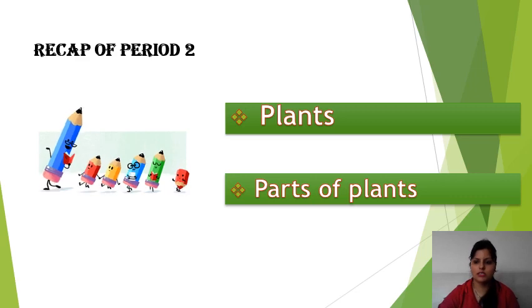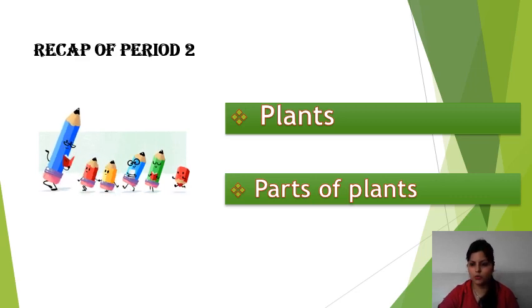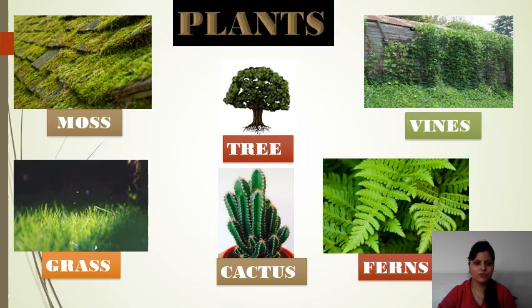So let us see the different plants now. These are the plants which we have seen in our last class also: moss, trees, vines, grass, cactus, and ferns. These are the plants which we see all around us. So they have their particular names. Again, we can categorize all these plants into different categories. So let us see them one by one.